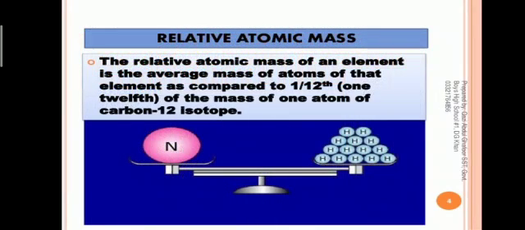Now, this is the relative atomic mass. The relative atomic mass of an element is the mass of an atom of an element relative to 1/12 the mass of carbon-12. The carbon is taken as standard for measuring the masses.